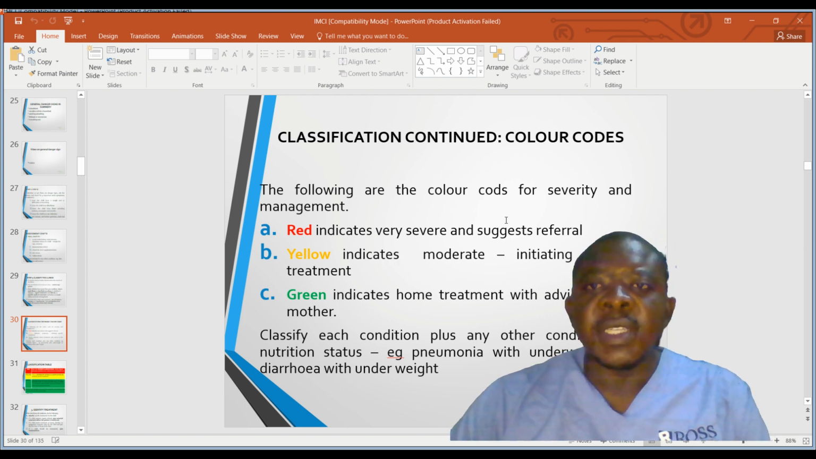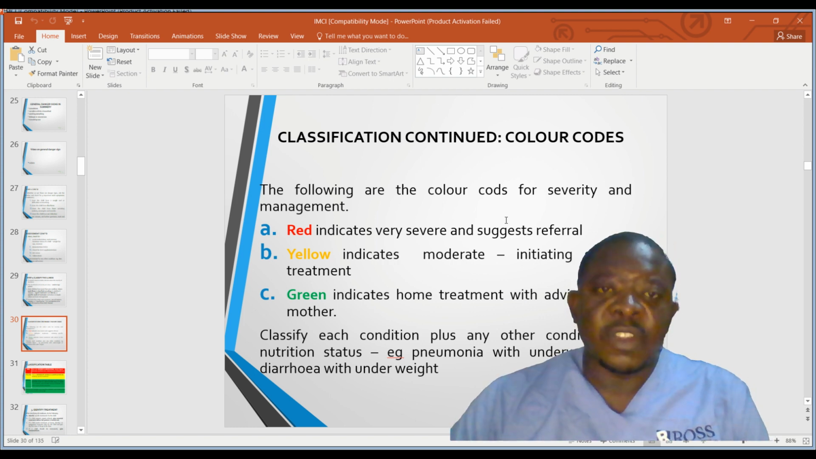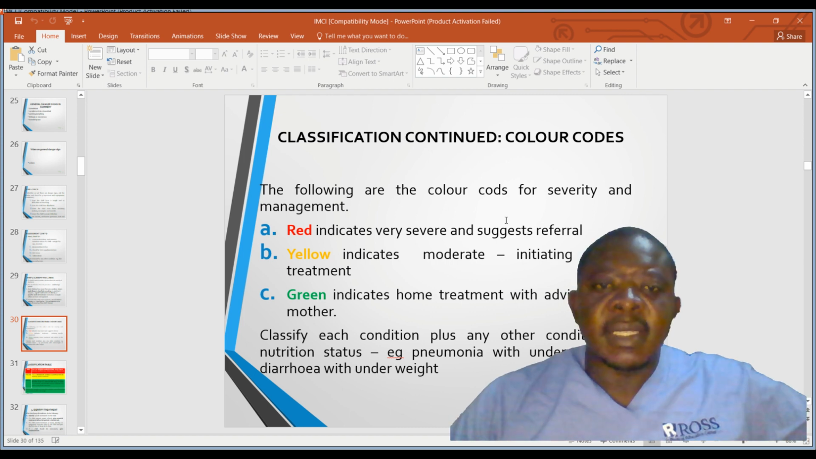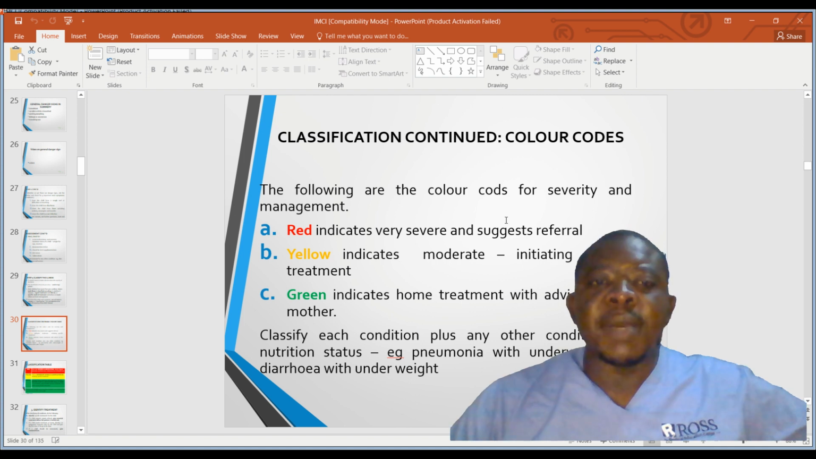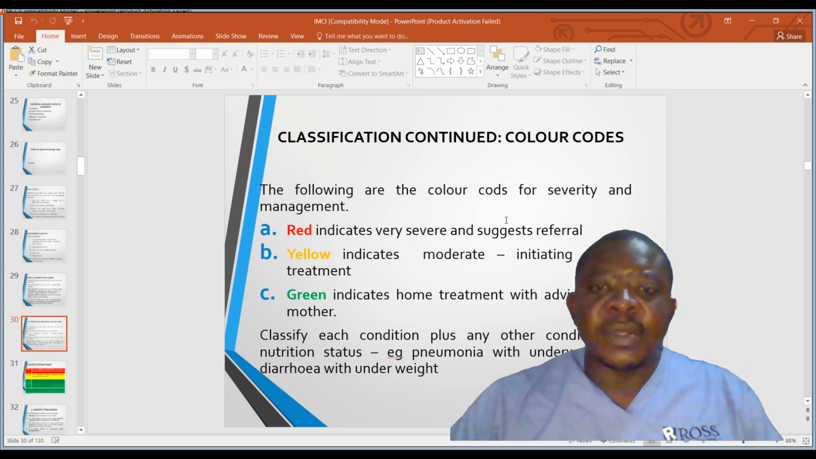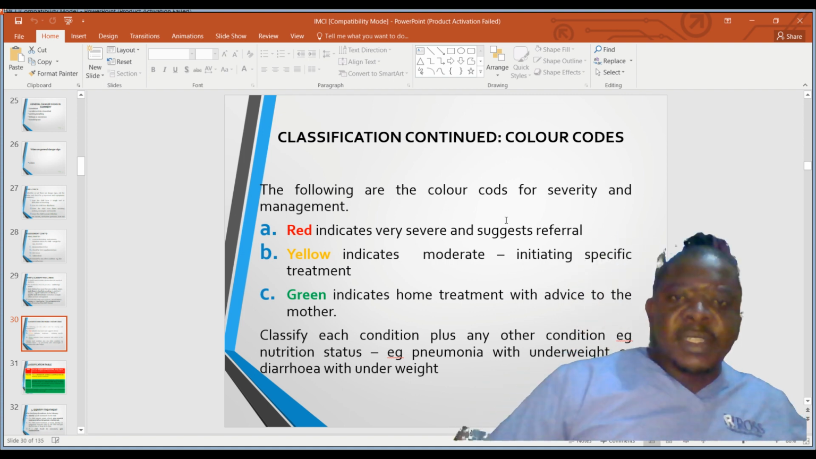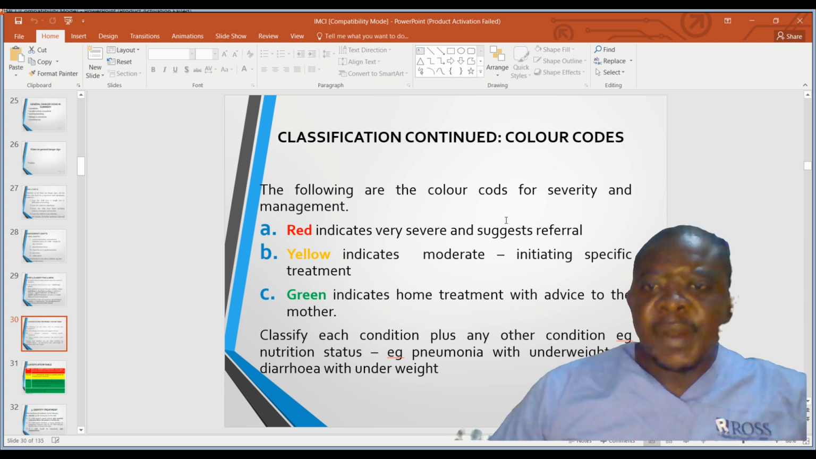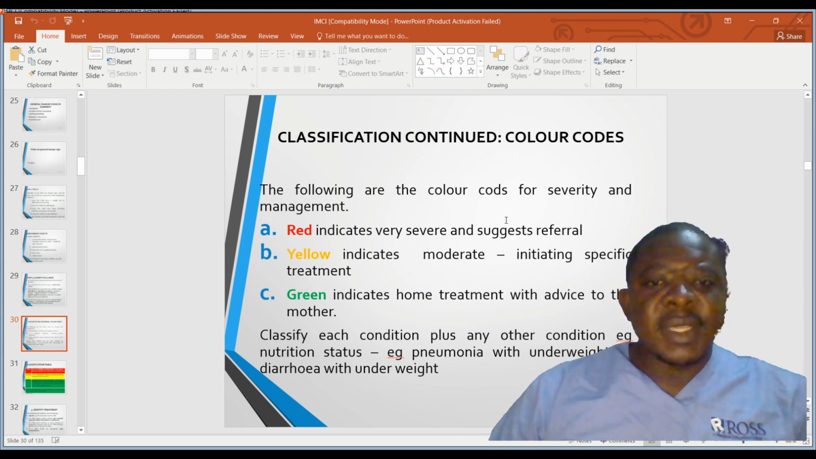So the classification or color codes are as follows. The following are the color codes for severity and the management. Red indicates very severe illness and suggests a referral. Yellow indicates a moderate illness, initiating specific treatment. Then green indicates home treatment with advice to the mother. Then you can classify each condition plus any other condition. For instance, nutrition status, e.g. pneumonia with underweight or diarrhea with underweight.